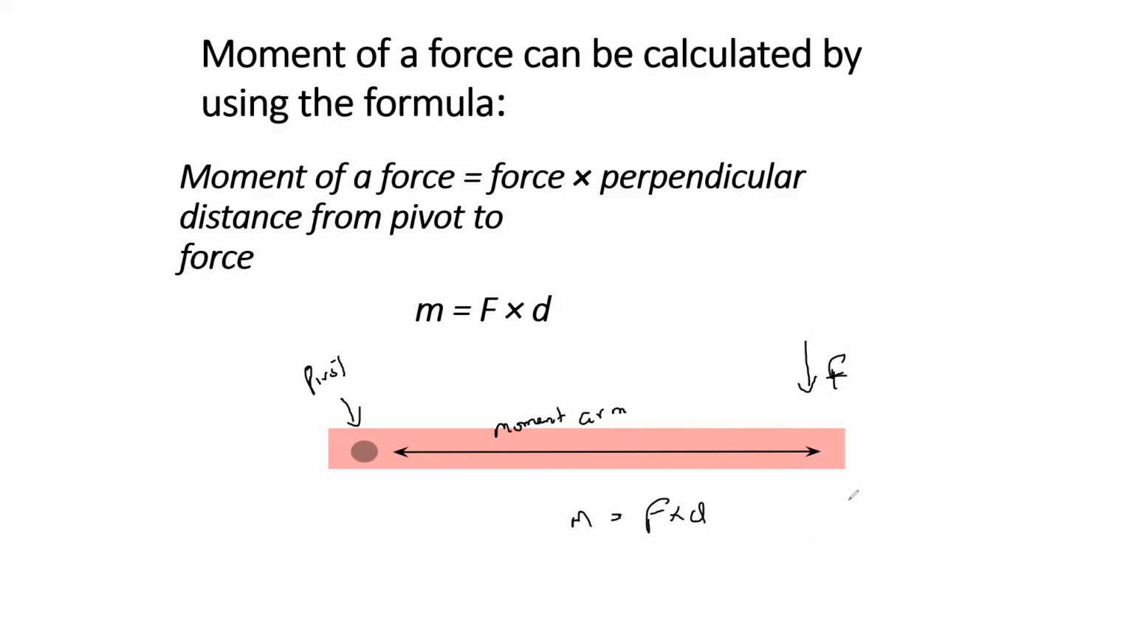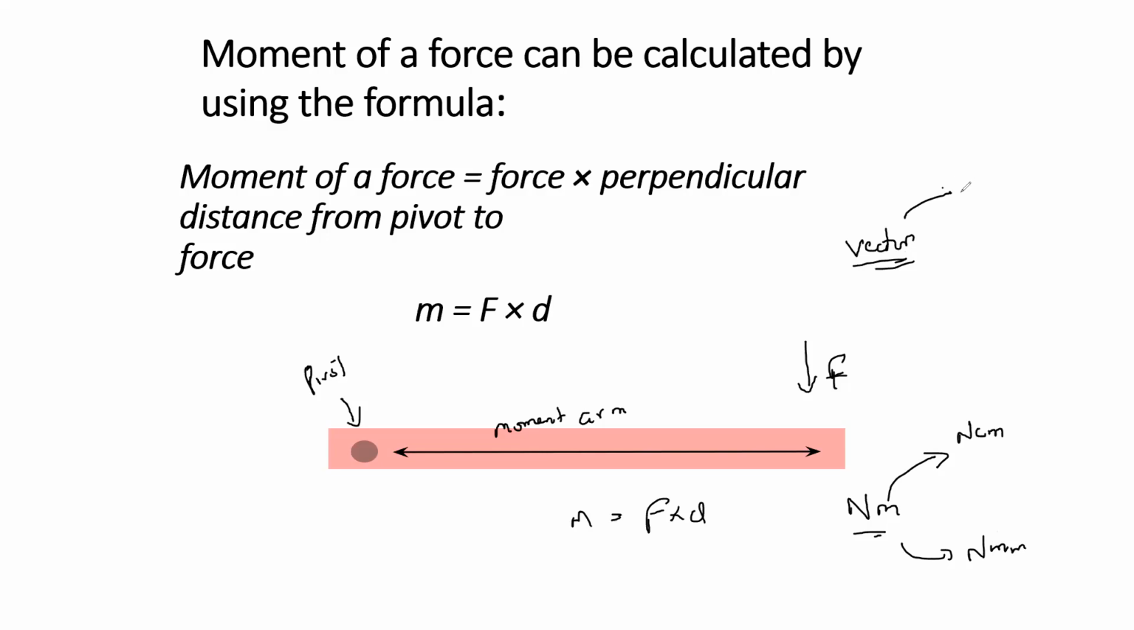The unit of force is Newton and the SI unit of length or distance is meter, so Newton meter is the unit, but other acceptable units are Newton centimeter or Newton millimeter. Moment is a vector quantity. A vector quantity means it has a direction.